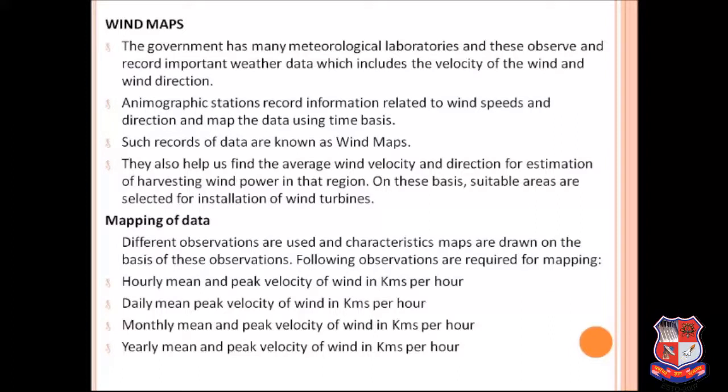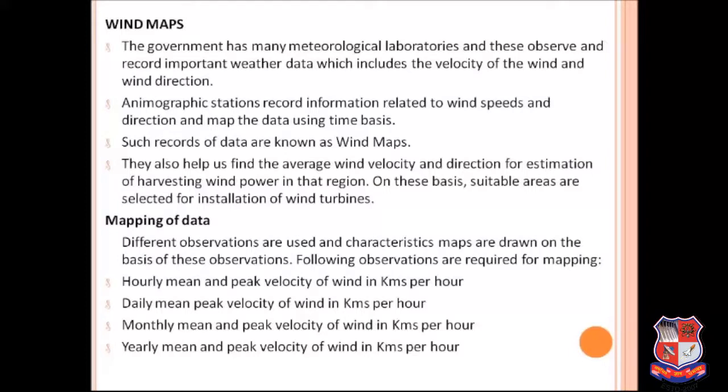Wind maps help us to find the average wind speeds and wind direction to estimate the wind power which can be generated at the place. They also help us to find the average wind velocity and direction for estimation of harvesting the wind power in that particular region, and suitable areas are then selected and recommended for the installation of the wind turbines.